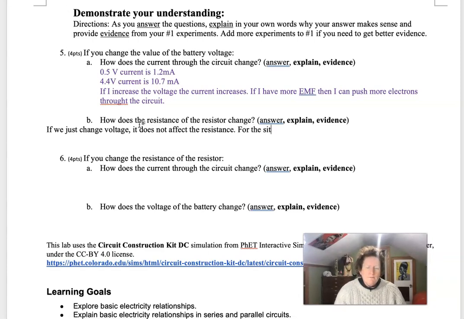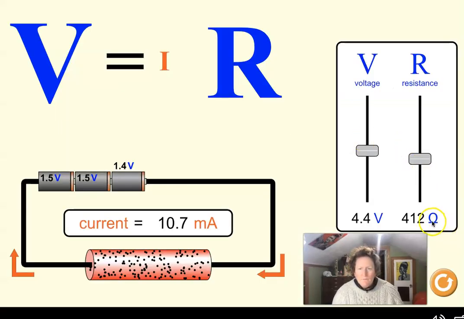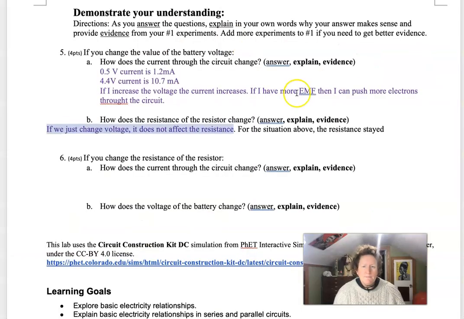So I'll explain a little bit more. For the situation above, the resistance stayed. So I gave my answer. If we just change the voltage, it does not affect the resistance. Now I'm explaining my answer. For the situation above, the resistance stayed at 412 ohms the whole time. Just write ohms out.